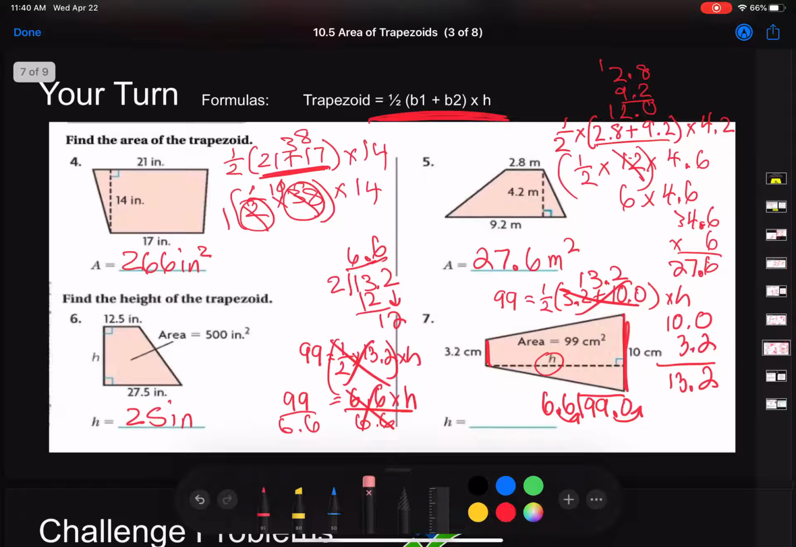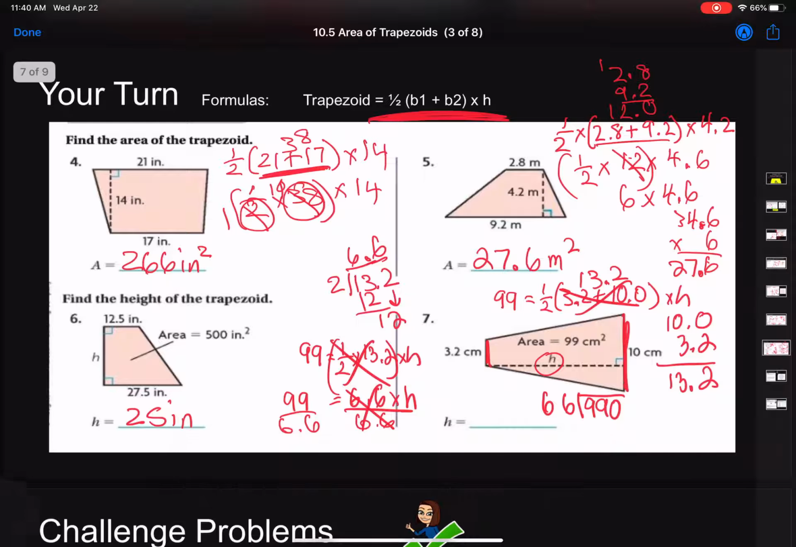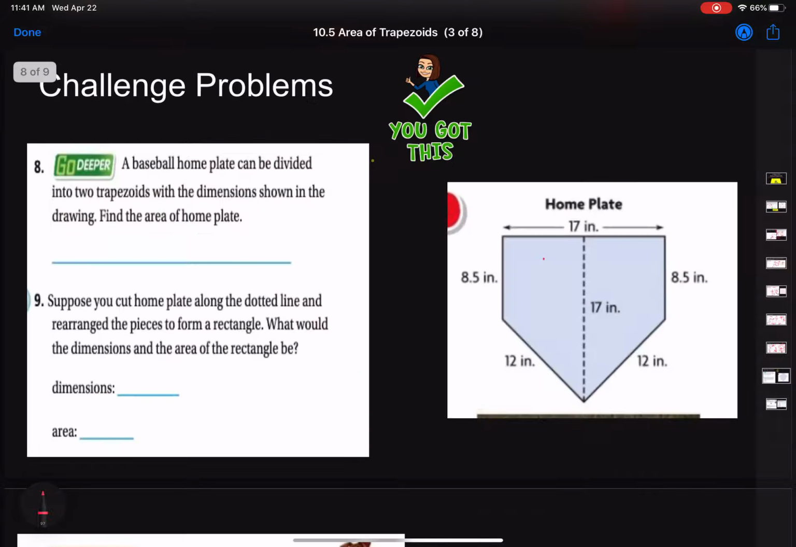So now I do need my eraser. So this is going to go away, and this becomes 990. So now 66 can go into 99 one time. Okay, then you're going to subtract, and bring that 0 down, you get 330. So 66 can go into 330 5 times, and it goes in nice and evenly. So our height is 15 centimeters. Okay, 2 slides left.